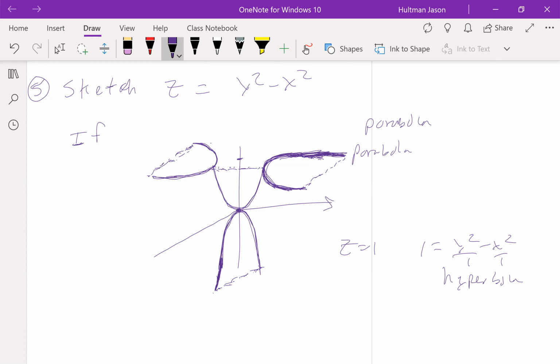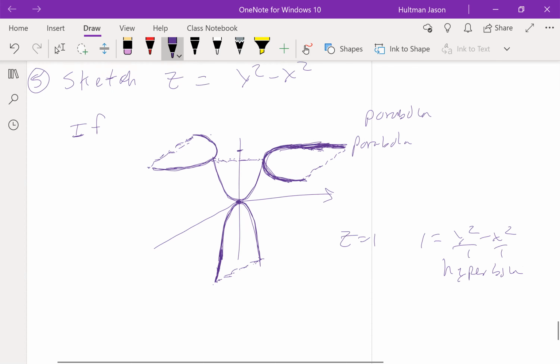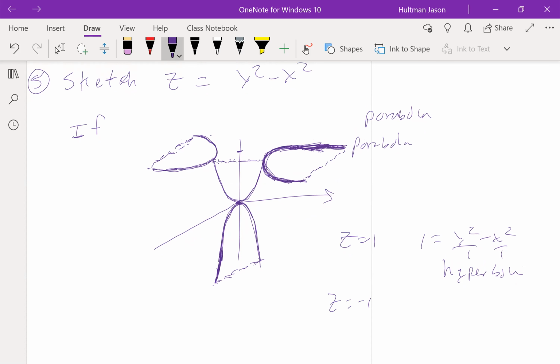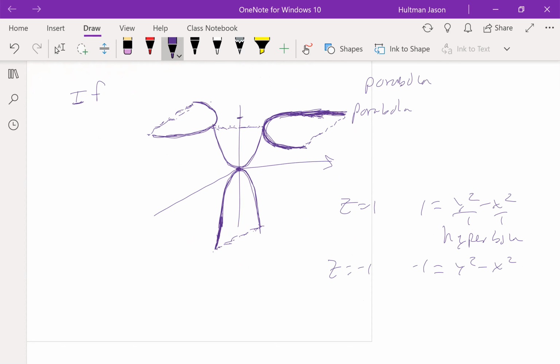Okay, so now let's see what's happening when z is negative 1. Well, then we get negative 1 equals y squared minus x squared. Multiply through by a negative, we get 1 is equal to x squared minus y squared. Oh, so this is in the opposite direction. So when z is negative 1, we see this guy here.